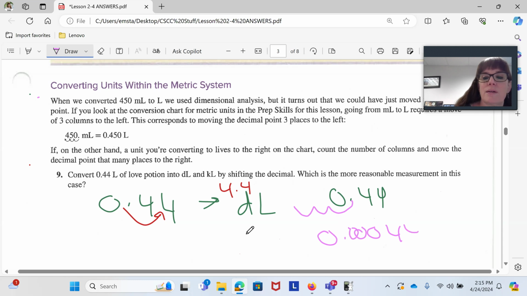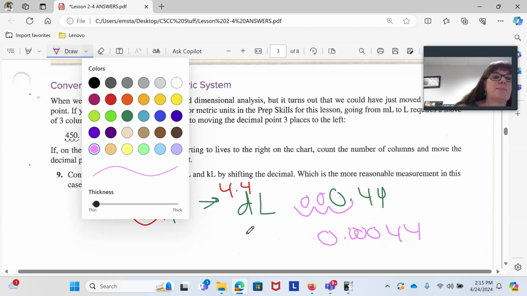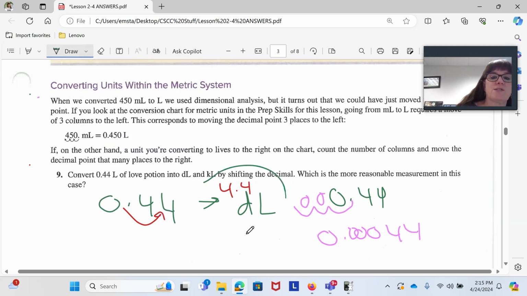So I have 1, 2, 3. I fill in the ones that did not have zeros with zeros. So I have a 0 decimal point and then 3 zeros and then the 4. It's a really tiny number. It's probably not a very practical way of measuring because it's so tiny. So probably the preferred way to measure it would be definitely in deciliters. That's going to be much easier to measure if I have to have something measured in deciliters. But the 0.00044 is really tiny.